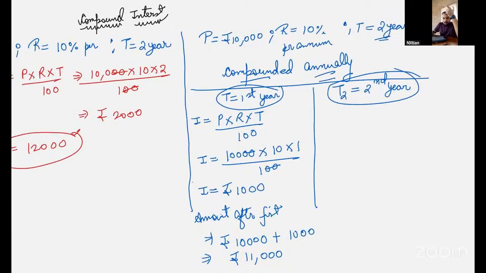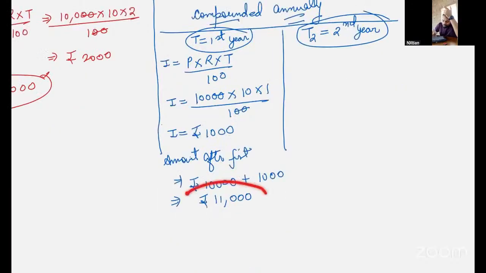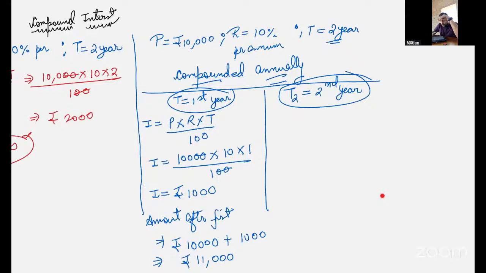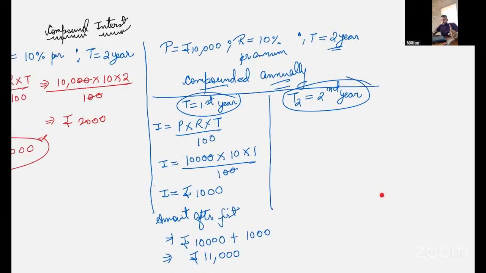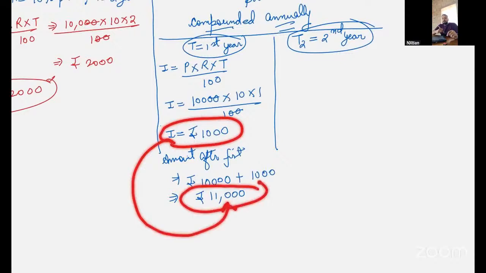Now, when the second year comes, we will not take the principal as 10,000 rupees, but we will take the principal as 11,000 rupees. Are you with me, guys? Did you understand? When I am saying compounded annually, please pay attention. It means that after the completion of the first year, we will calculate the interest, add the interest to the principal, and now the new principal will be 11,000.